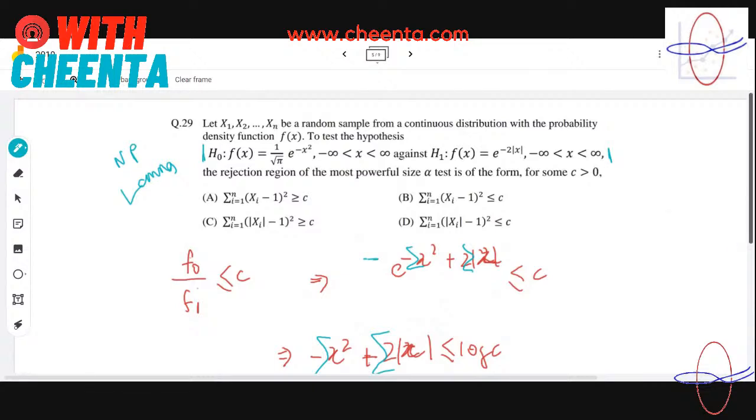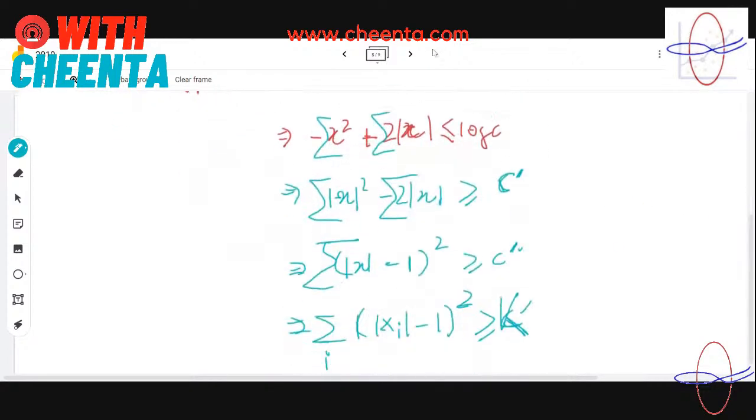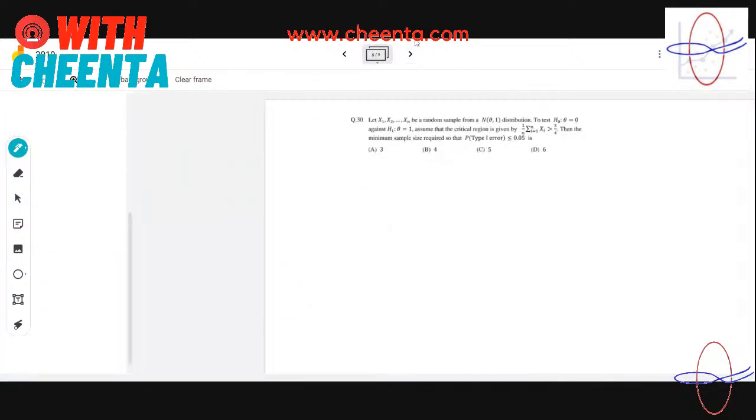Simple stuff, right? All of you understood it, guys? Any doubts? So therefore it's this. Any doubts, guys? I think there shouldn't be any doubts.